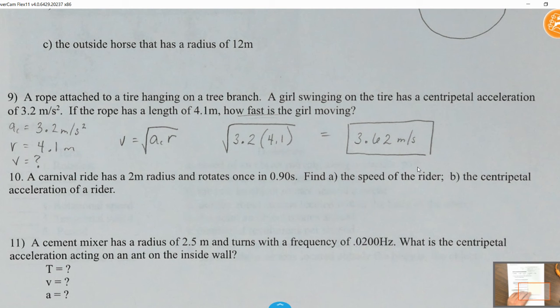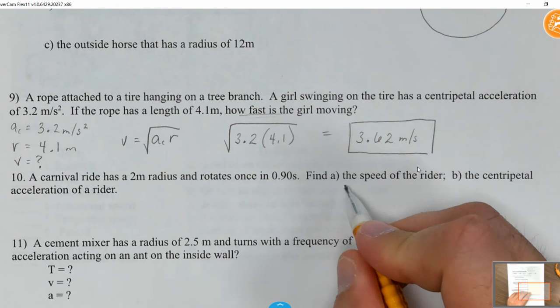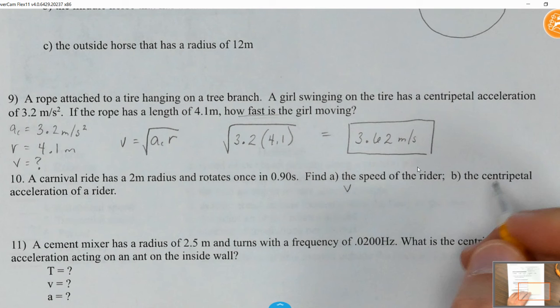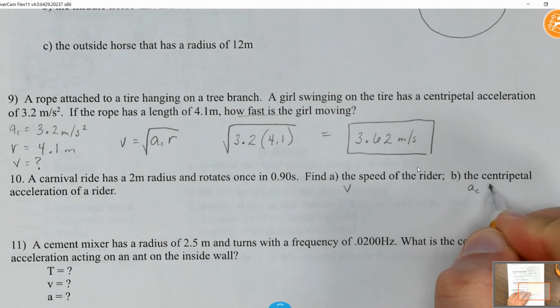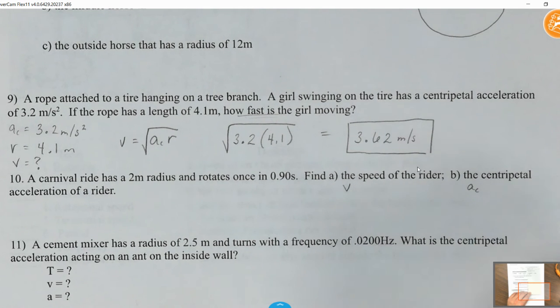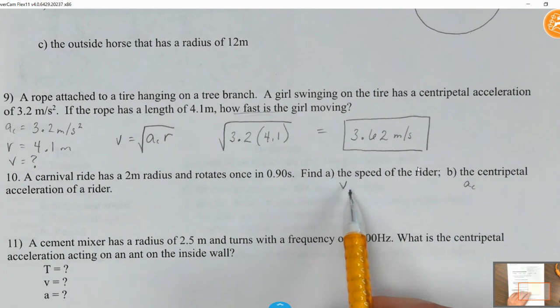All right, now the next thing. You have a carnival ride that has a 2-meter radius and it rotates once in 9.9 seconds. They want you to find the speed of the rider and then the centripetal acceleration. So V and then centripetal acceleration.